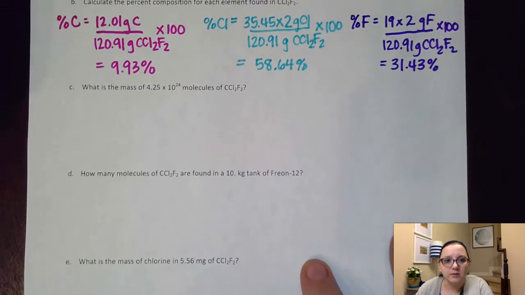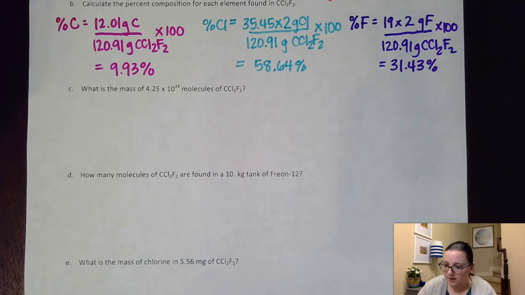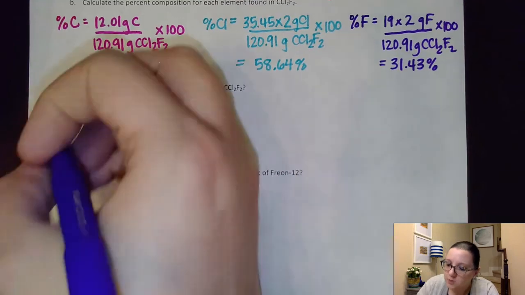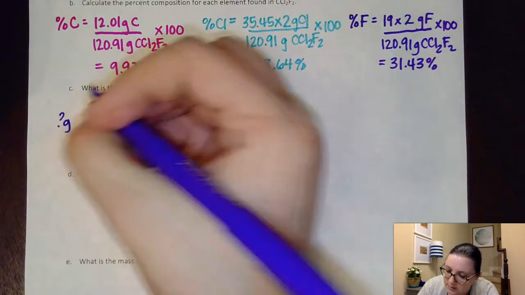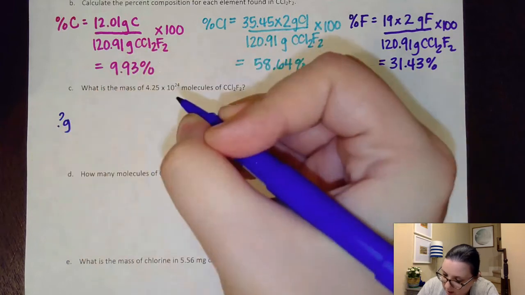All right, let's look at the next one. It says, what is the mass of 4.25 times 10 to the 24th molecules of CCl2F2? All right, so here I'm kind of trying to get between the mass and molecules. Now, it doesn't specify a unit to solve my mass in, so I actually get to pick here. I'll be honest, I usually pick grams unless there's a compelling reason not to, which we'll address one here in a little bit. So I'm going to solve this in grams. What is the mass?